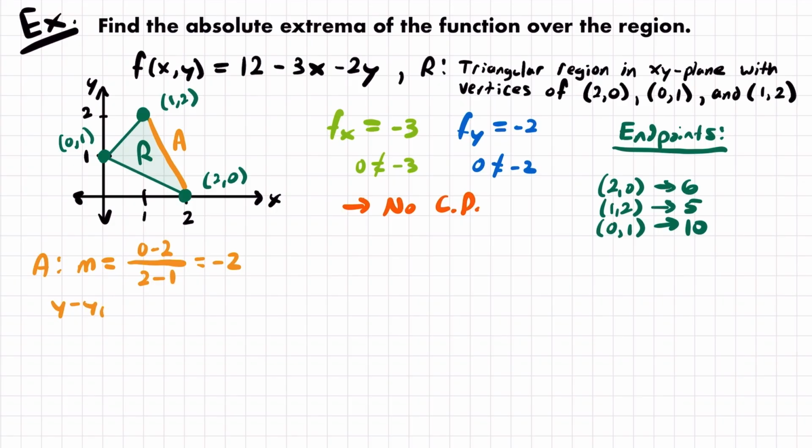Remember that it's y minus y1 equals m times x minus x1, where x1 and y1 are the x and y coordinates of a point on the curve. As I said, let's use this point (2, 0). So the y coordinate is 0 and the x coordinate is 2, giving us y minus 0 equals m, the slope of negative 2, times x minus 2. Simplifying, we get y equals negative 2x plus 4.